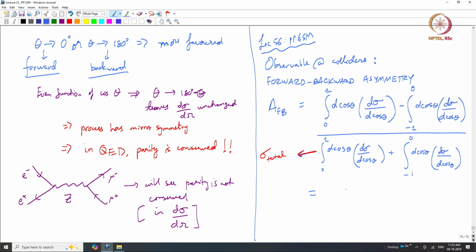This is nothing but all the events in the forward direction, which I'm going to call NF, minus all the events in the backward direction, divided by the total number of events. What have I done? All I've done is multiply the numerator and the denominator by the luminosity. If I multiply with luminosity, I get the total number of events, correct? So that's all I have done here. Okay, so this is how you measure it in a collider.